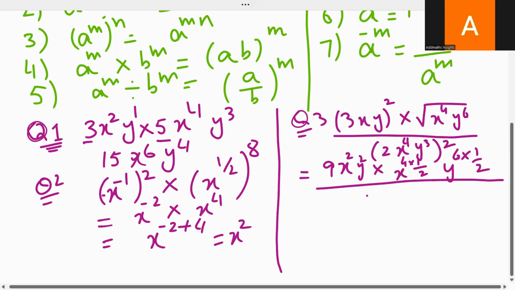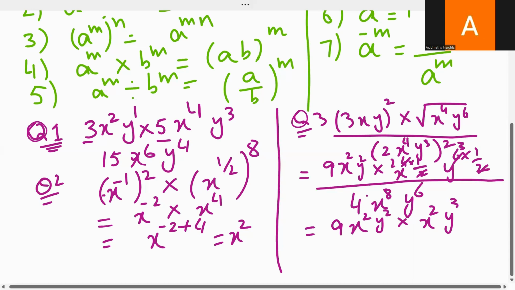Now we apply the same concept. 2 squared is 4, and 4 times 2 is 8. This is the third law of indices. We multiply them. y^3, 2 times, is 6. Now again you can simplify. The new expression is of the type 9x squared y squared times x squared y cubed, divided by 4x^8 y^6.